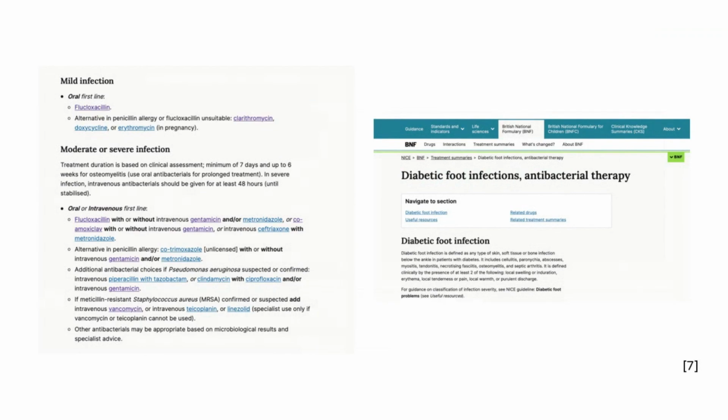This is the BNF for diabetic foot infections. So you can see how we got there under treatment summaries. And you can see at the bottom, the option is that vancomycin needs to be added in, which has a dose based on creatinine and weight.